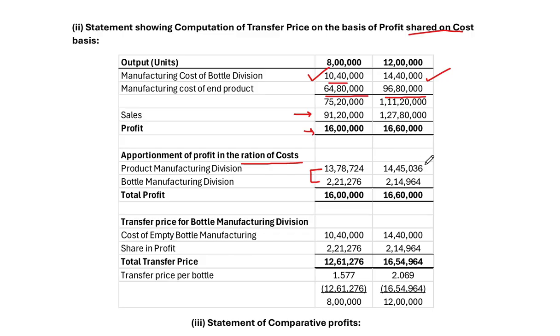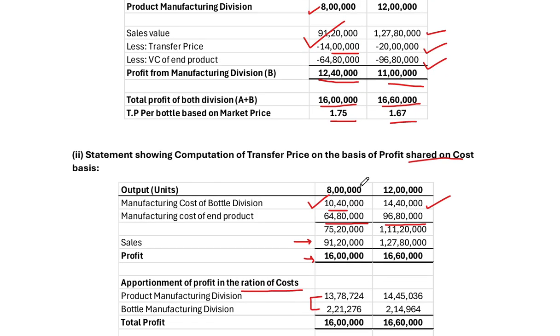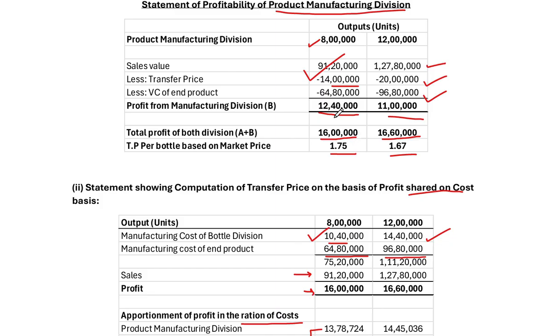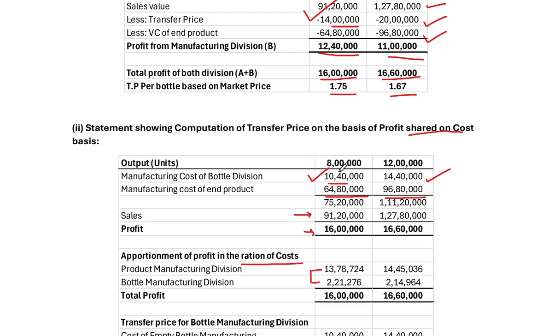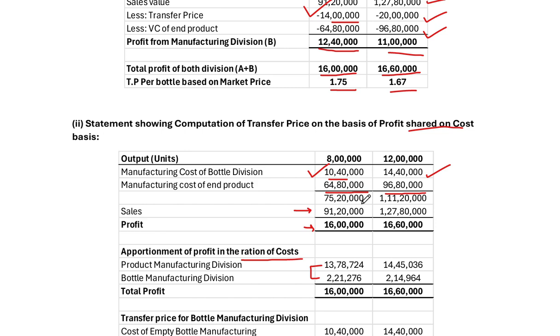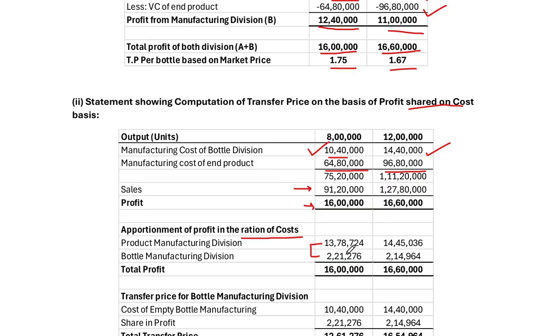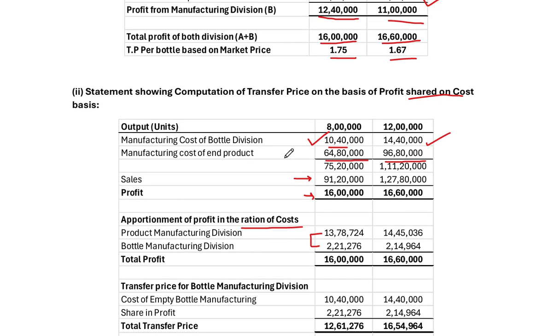In the same manner we will calculate for 12 lakh units. For the same bottle manufacturing division, the profit will be 2,21,276 and 2,14,964. How is it arrived at? Our profit is 16 lakhs. 16 lakhs divided by 75 lakh 20,000 into 10 lakh 40,000. In the same manner, we will calculate for the manufacturing division. Here we will multiply with the 64 lakh 80,000.